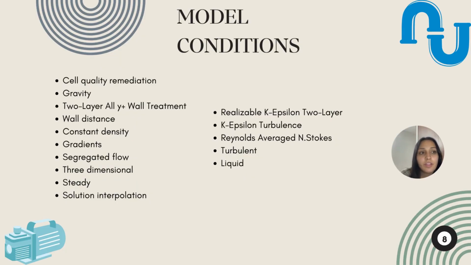These models and conditions are essential in computational fluid dynamics simulation. They allow improving the quality of cells in the mesh, considering the influence of gravity on the flow and accurately treating the boundary layer near solid walls. In addition, they define the distance between the solid surface and the first cells of the mesh, assume constant density in the simulation domain, and calculate gradients in physical properties. By dividing the flow domain into discrete regions, they facilitate the solution of the flow equations independently.